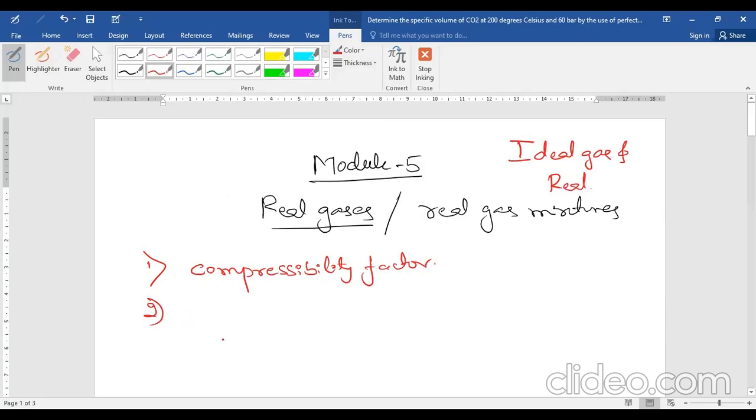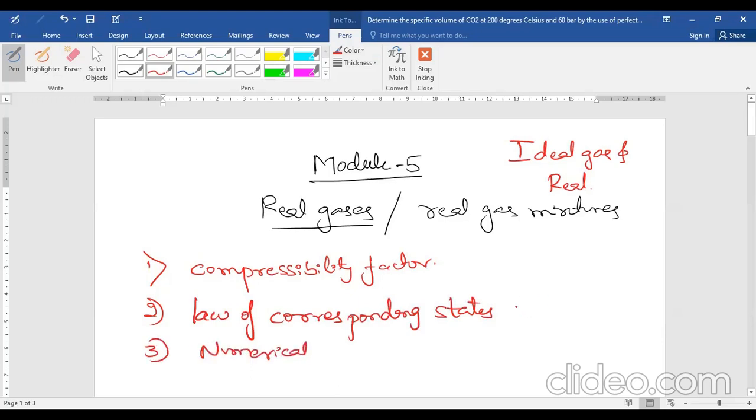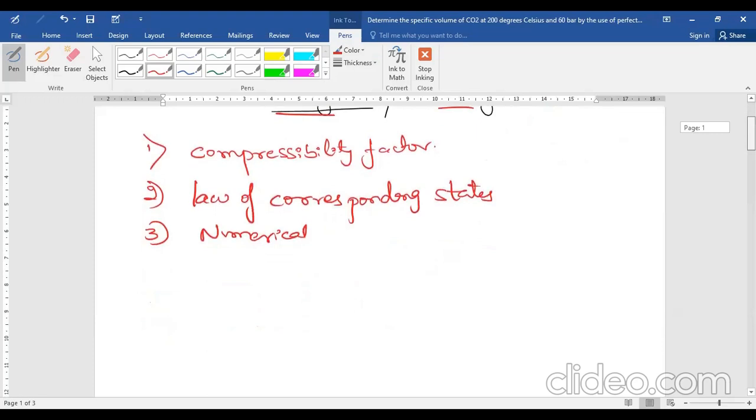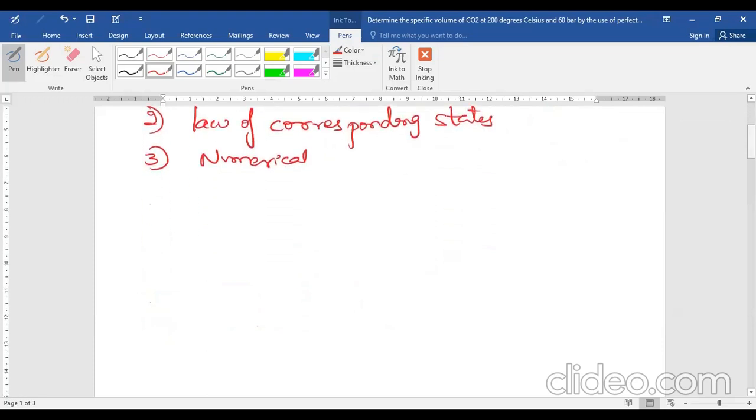And the second one is law of corresponding states. And the third one is numericals. Numericals of real gas and ideal gas. So to understand these three topics, first you must understand the difference between real gas and ideal gas. Okay. And you have discussed this in the previous class.